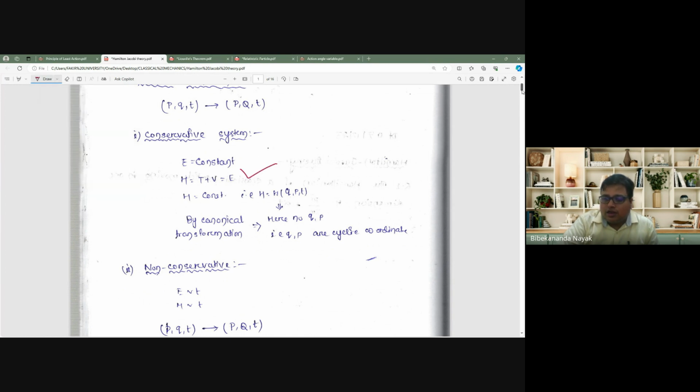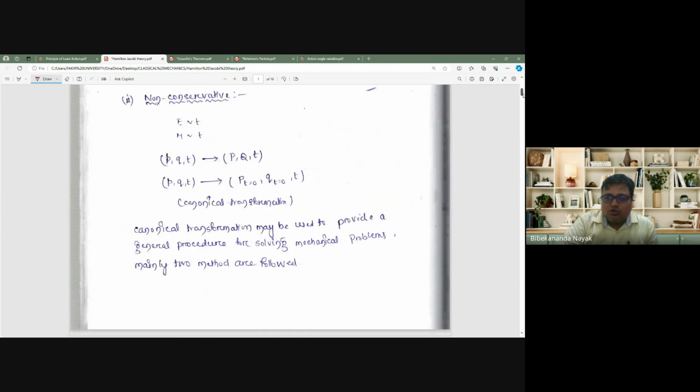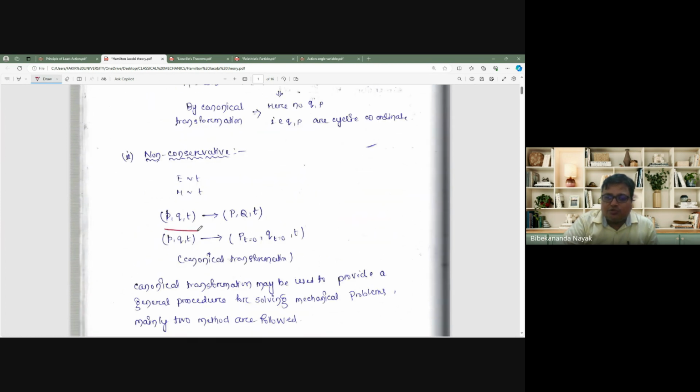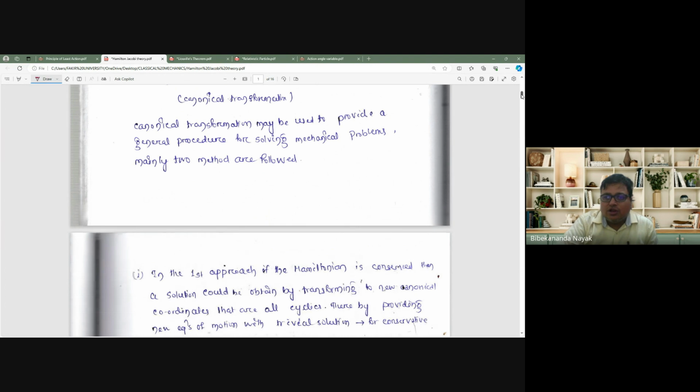Okay. And there are Hamilton's equations. We call this a canonical transformation from small p, q to capital P, Q, t. Why do we actually study it? What is our aim here? Canonical transformation may be used to provide a general procedure for solving mechanical problems. Mainly two methods are followed.